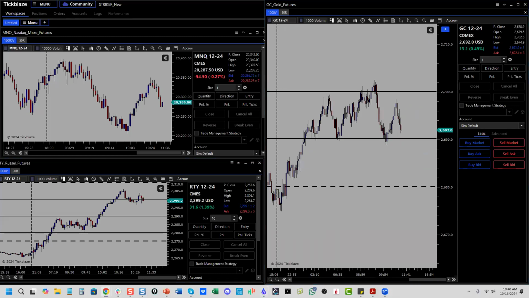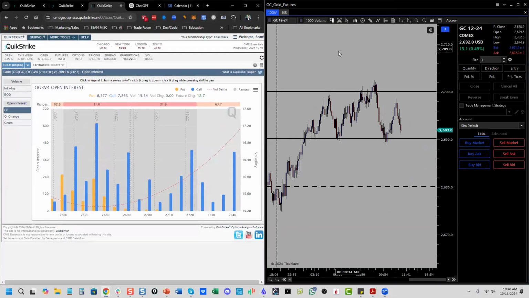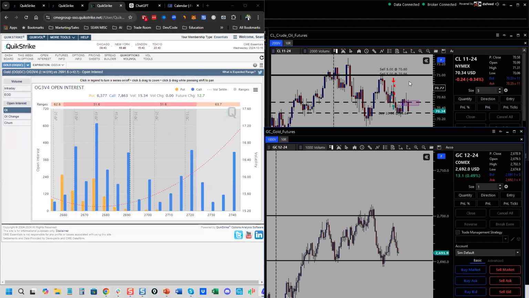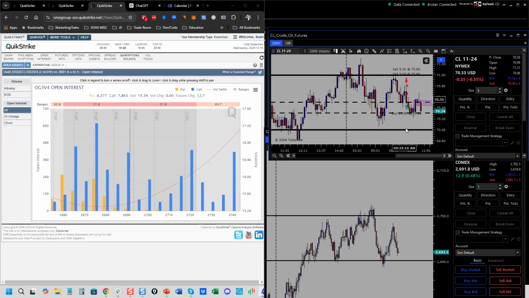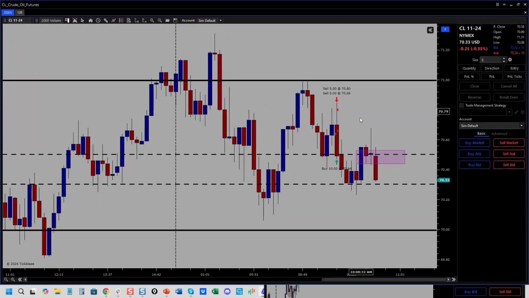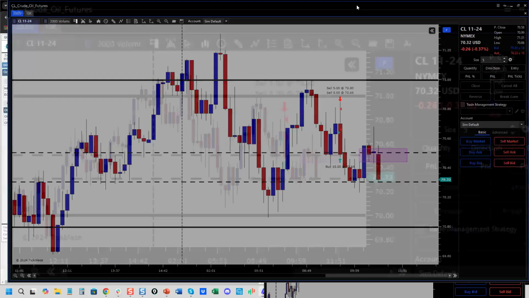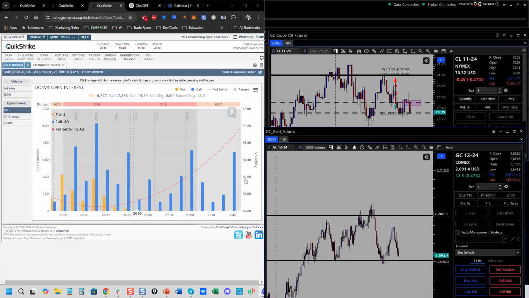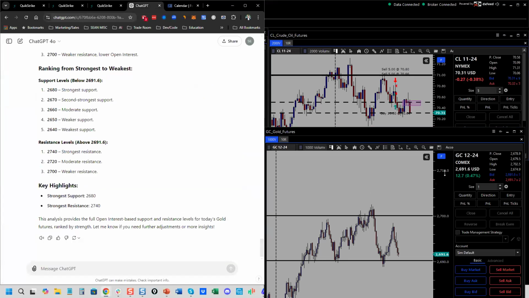Let's go back into gold. Yeah, crude stuck in between strong support and strong resistance is really having a hard time doing anything in those levels. The better trade is when they take the lows. So let me explain that. The better trade is when they take the lows. That's a better trade at 70. Yeah, crude's really slow today. So let's go in here and let's go back to ChatGPT.